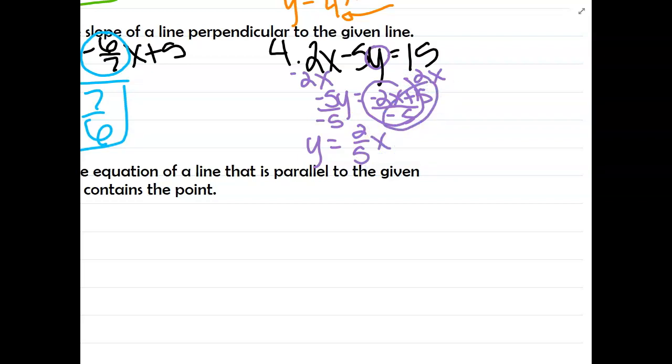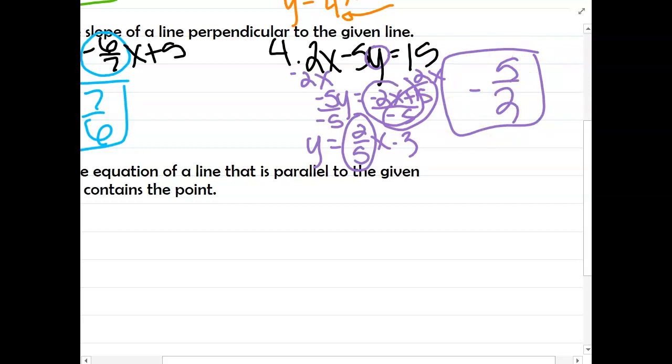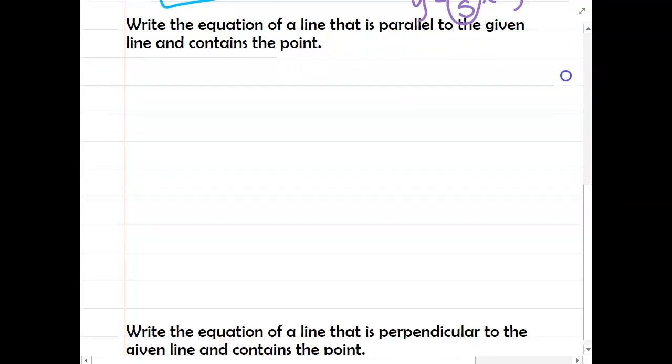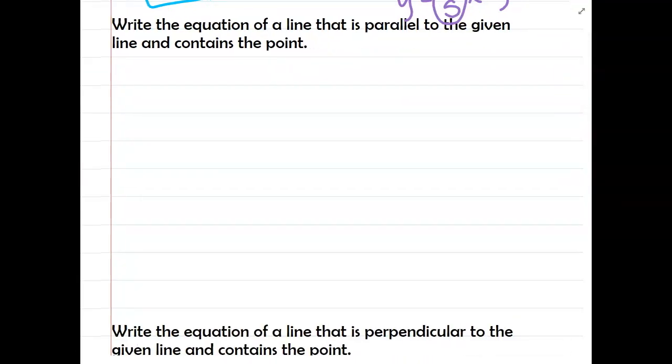If you want to do the other one, you can. 15 over negative 5 is negative 3. Doesn't hurt. Don't need it, but doesn't hurt. Okay, the slope of this line is 2/5. A line perpendicular to this line is going to have a slope that is the opposite reciprocal. What would the slope be of a line perpendicular to this line? Negative, and then flip it, 5/2. Makes sense? Okay, now let's actually write some equations of a line.